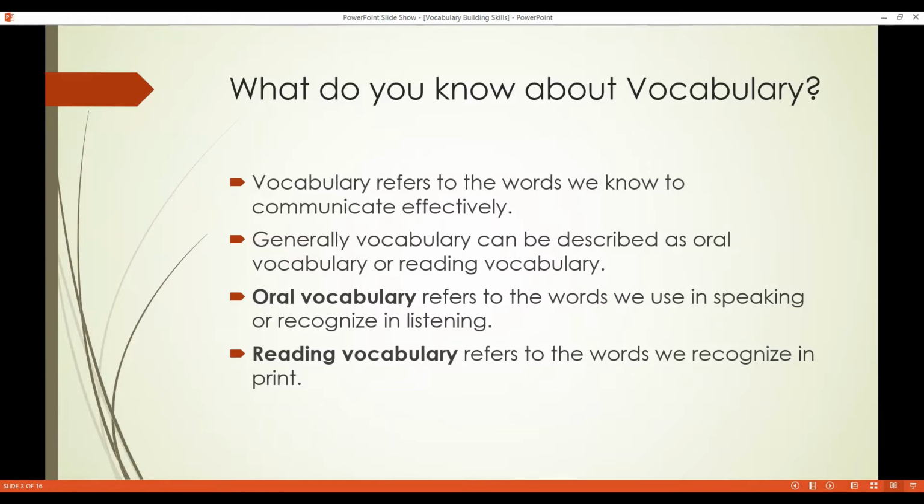As you can see, there are two kinds of vocabulary displayed on the screen. One is oral vocabulary and the other is reading vocabulary. Oral vocabulary refers to the words that we use in speaking or recognize in listening, and reading vocabulary refers to the words we recognize in print. As we have already discussed in our class, most vocabulary development takes place through reading, especially when it comes to a second language or a foreign language.